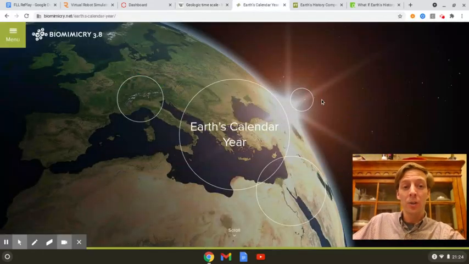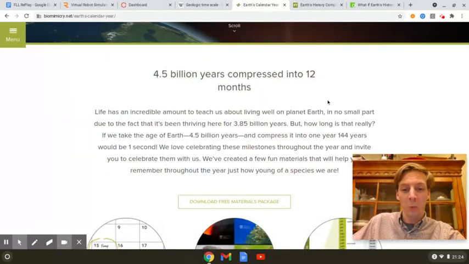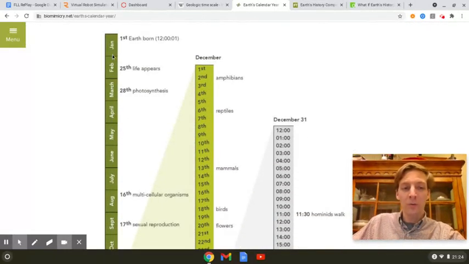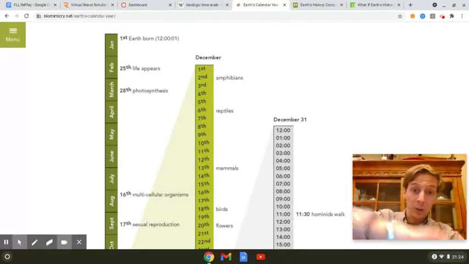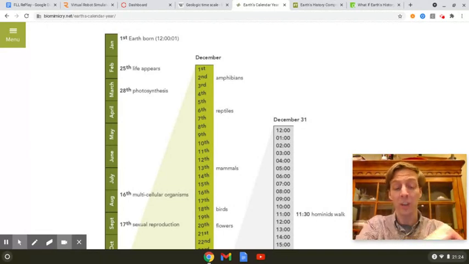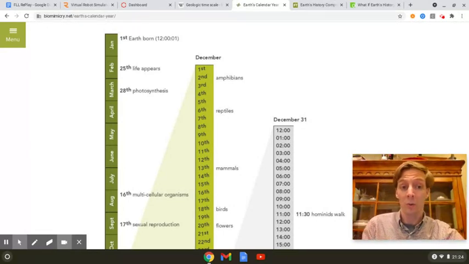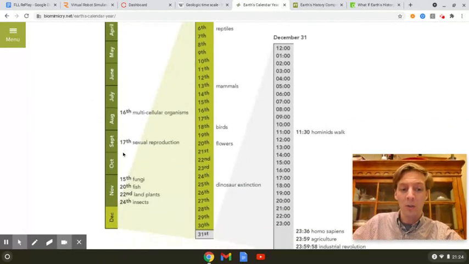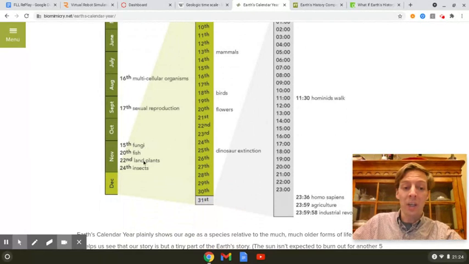So here you go. Earth's calendar, all compressed into 1 year. 4.5 billion years. January 1st, Earth is born. It's not till mid-February. So if Earth was born January 1st, 2021, we all celebrated 2020 is over. Today's the 11th. You're receiving this on the 12th. There's no life yet. There's not even single cellular life. Photosynthesis isn't for over a month. Now, multicellular organisms aren't until August, right? Fungi, fish, land plants, insects.